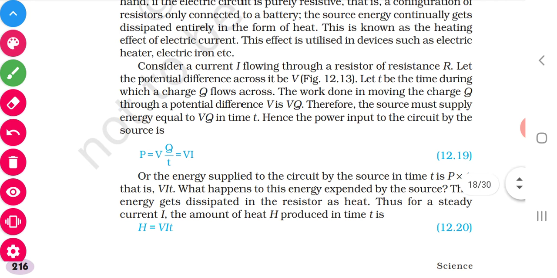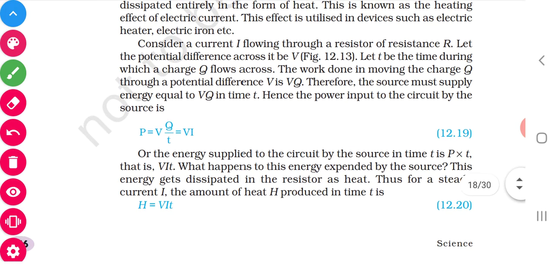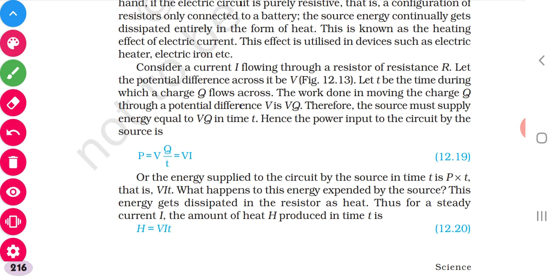For that, let us think. A current I. What is meant by current? Current and all, we have seen in the previous class itself, isn't it? You go and recall what is current. If you have forgotten, go and recall what current is.